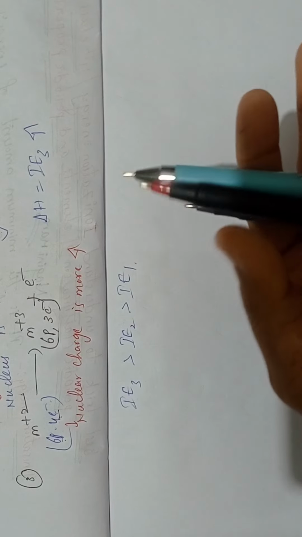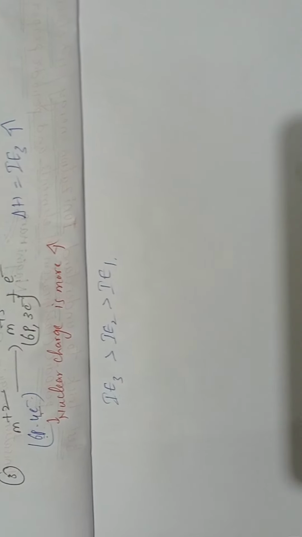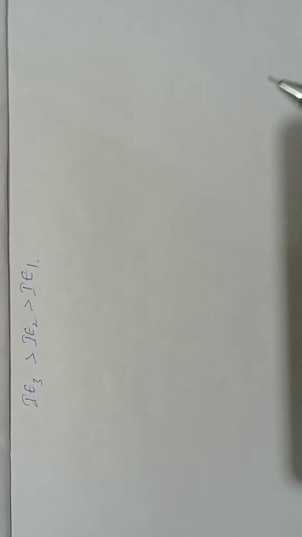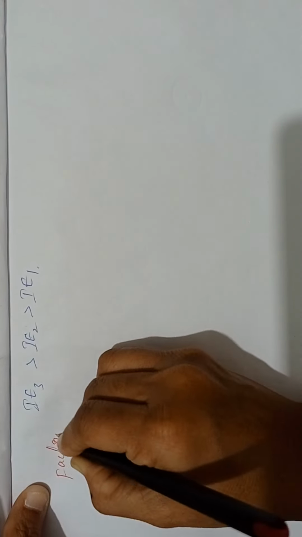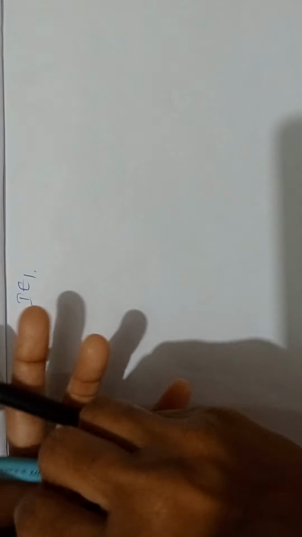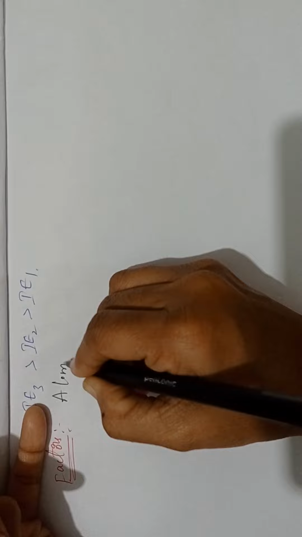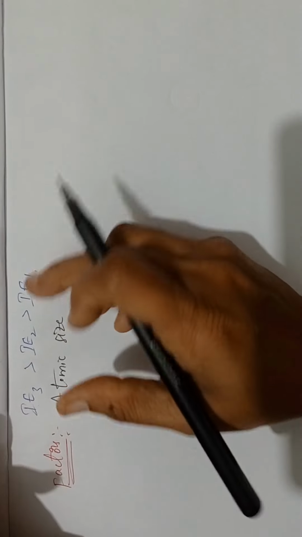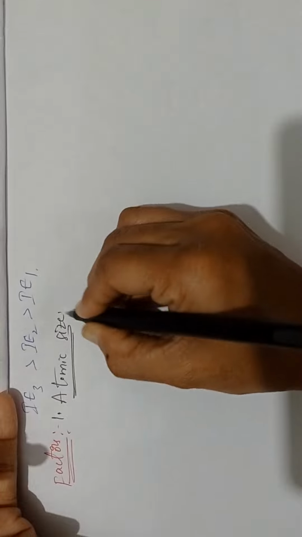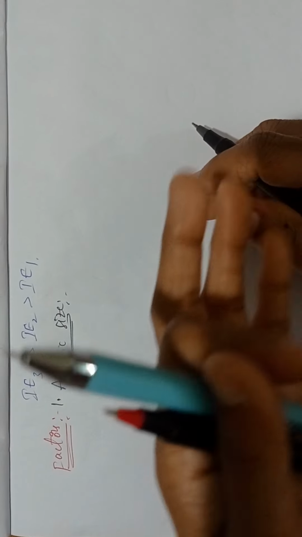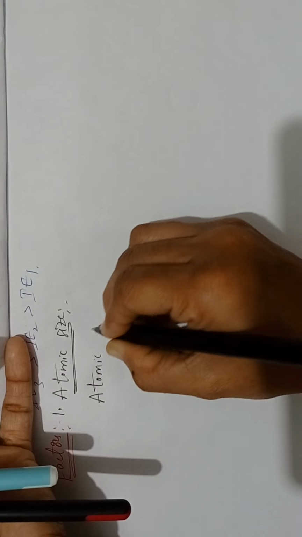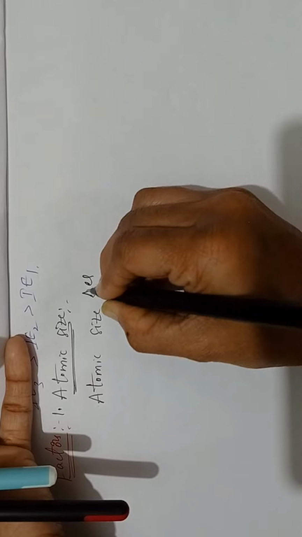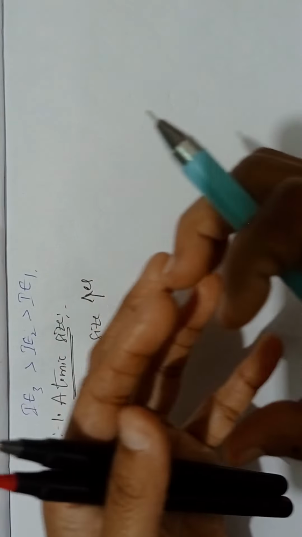Understanding? Now see, students, what are the factors affecting the ionization energy? The first one is atomic size. Atomic size is one of the factors. As the atomic size increases, students, what will happen? Atomic size increases means small to big.